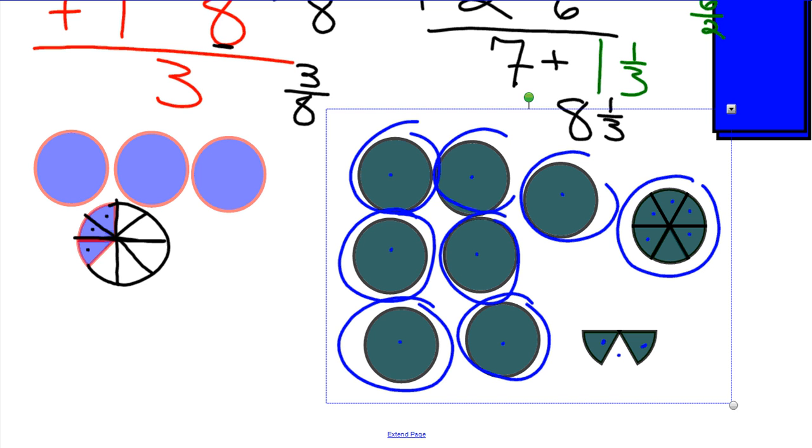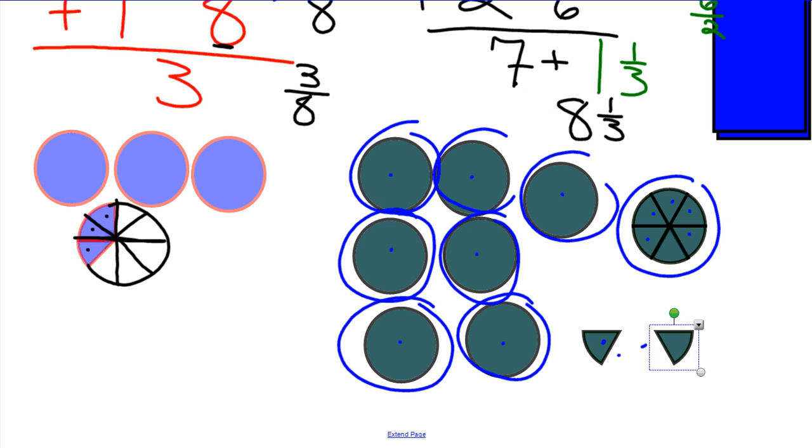But if I actually take those 2/6 and I rotate one of them and put it together, it would make 1/3 of a circle. I'm going to try to finish off this circle, and your thirds would look something like this. So it would be 1/3, and that's where we got 8 and 1/3.